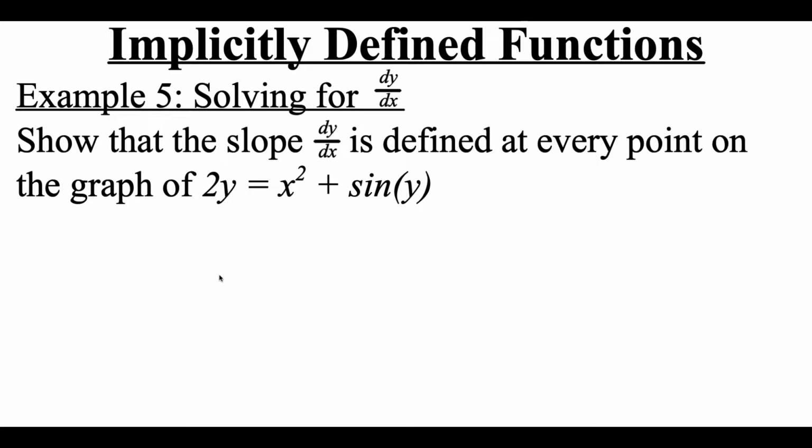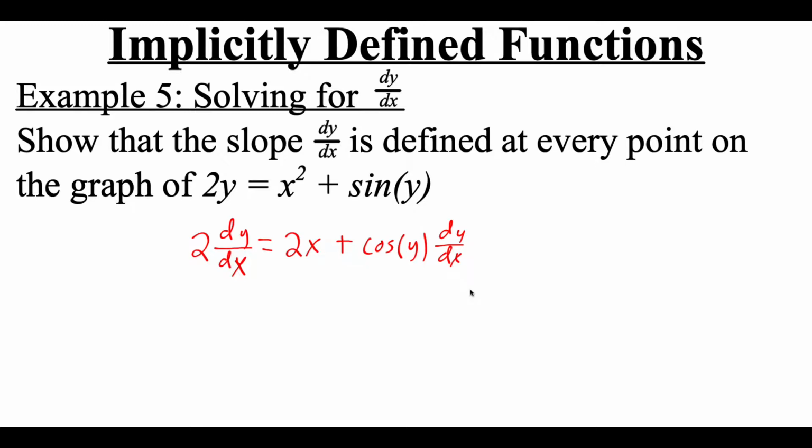When we differentiate this 2y, that just turns into 2, but that was a y term, so we have to remember to attach our dy/dx to that. When we differentiate the x squared using the power rule, that just turns into 2x. And when we differentiate the sine of y, the derivative of sine is cosine of y, and that was a y term again, so we have to attach the dy/dx.